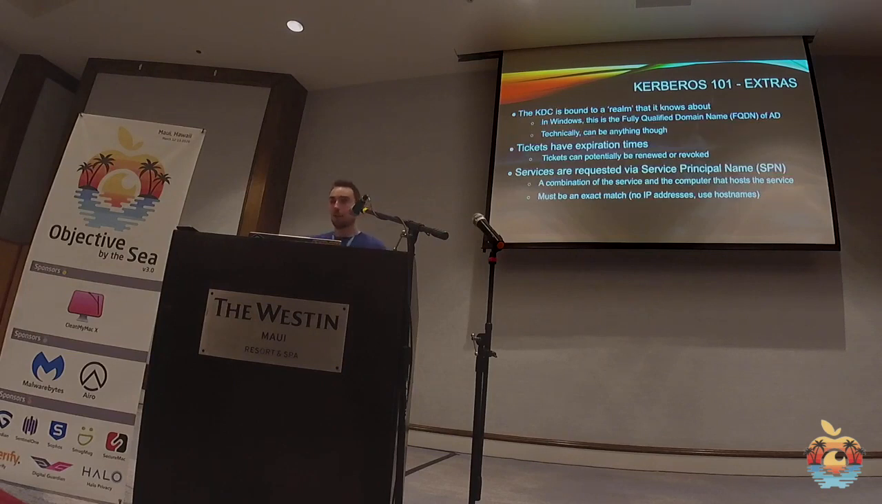So a couple other little Kerberos 101 extras that kind of fall into this. I mentioned this before, the KDC is bound to a realm. This is what the KDC knows about. In Active Directory, this is your FQDN, your fully qualified domain name for your domain, okay? Tickets have expiration times. They can be renewed, they can be revoked, they can have all these different kinds of properties associated with them. And all these services have a backing service principal name. That's how we look up what we want to do.